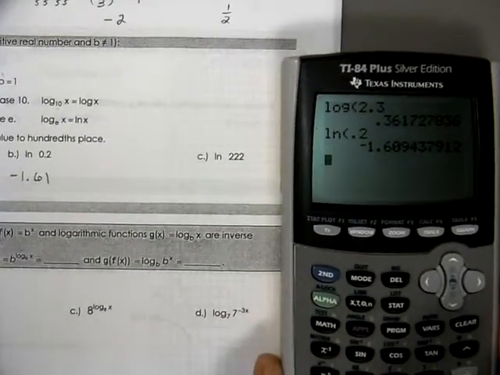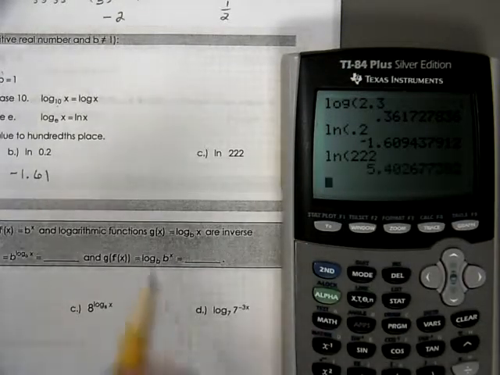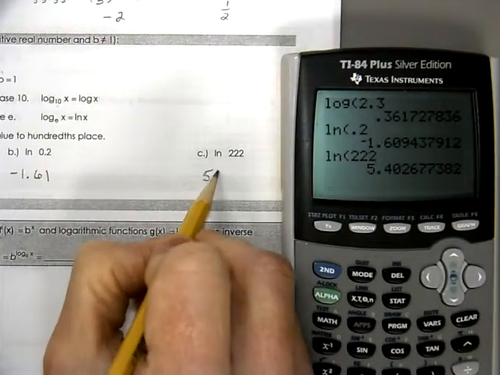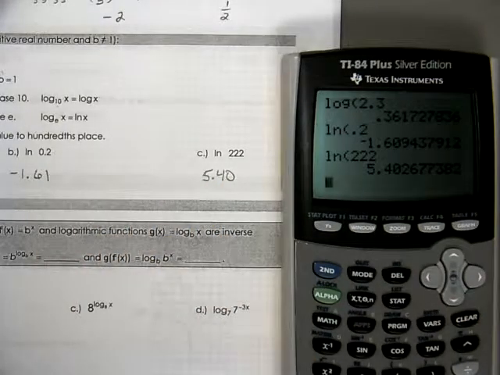The natural log of 222. So that's saying e to what power equals 222. 5.4. e to the 5.4 power is going to be about 222.